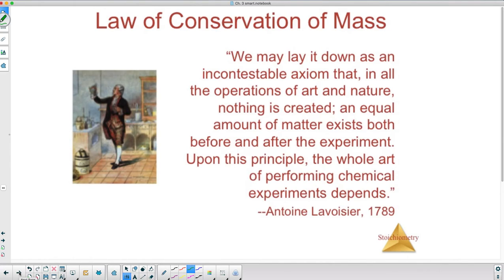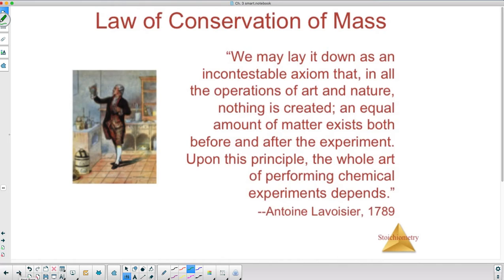So the law of conservation, as it turns out, is a law that says whatever we start with in a chemical reaction, the mass does not change when we end the chemical reaction. So the mass of the reactants before the reaction happens and the mass of the products after the reaction happens must equal the same because nothing is created or destroyed. And this was Antoine Lavoisier at the end of the 18th century.